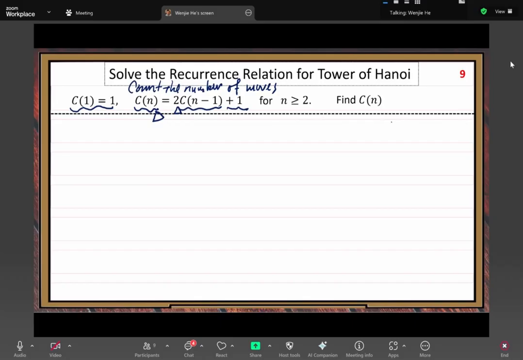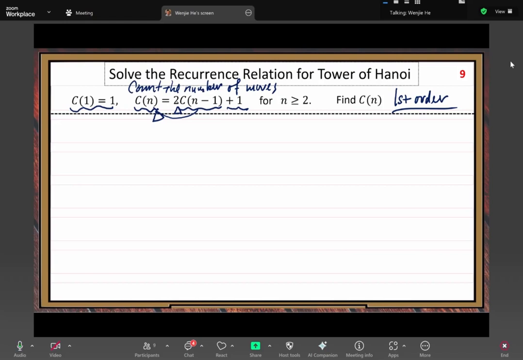First order recurrence relation, because look, the right hand side you can see we only use C of n minus 1. One function call of one of the smaller size number, the first term. Or you can say the difference is 1. The size number difference is 1.